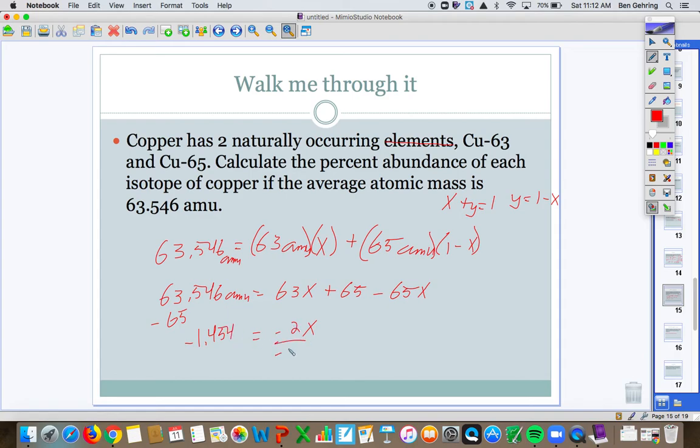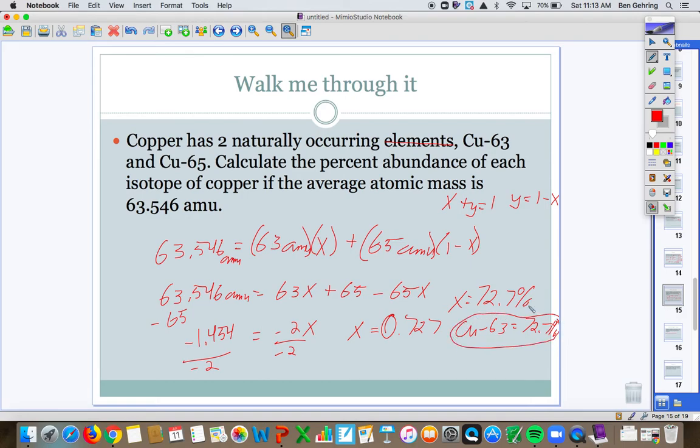I can divide my negative 2 across, or I can drop the negative signs on both, either way, and I get x equals 0.727. Which means that x equals 72.7%. X went with copper 63, so I know that Cu 63 equals 72.7%.